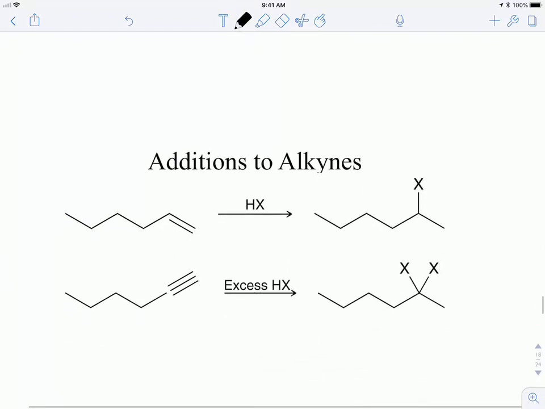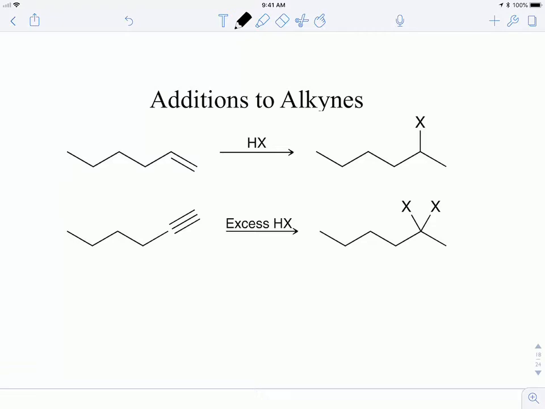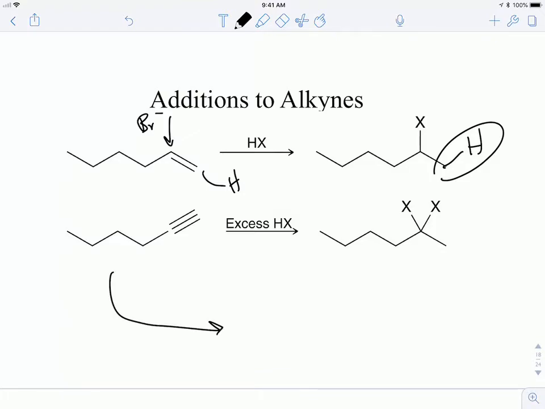Okay, so first let's look at hydrohalogenation. Let's say you have HBr, you add it to an alkene. Remember that the bromide ion goes to the more substituted carbon, the hydrogen goes to the less substituted carbon, so you get a hydrogen on the less substituted carbon, you get the bromine on the more substituted carbon. So let's say we add HBr to a terminal alkyne.